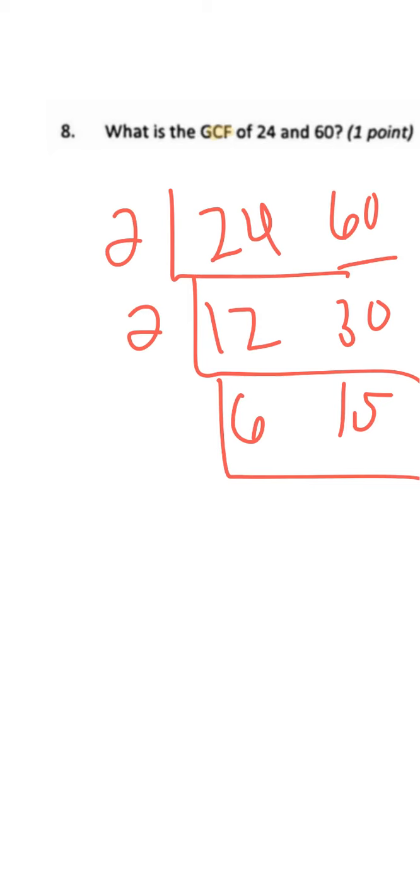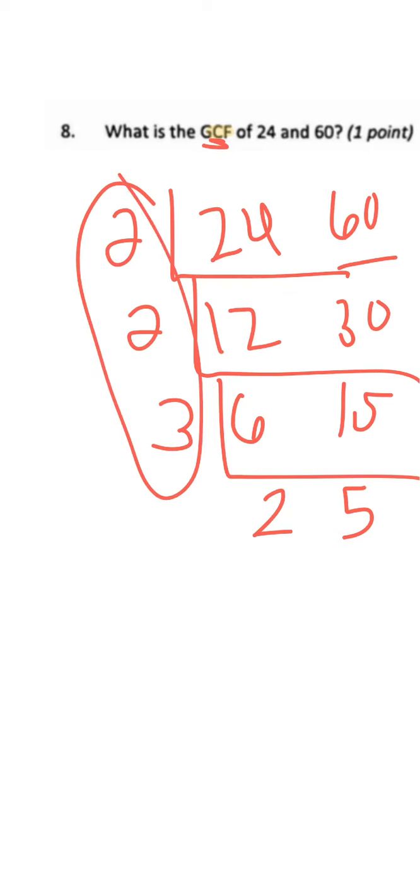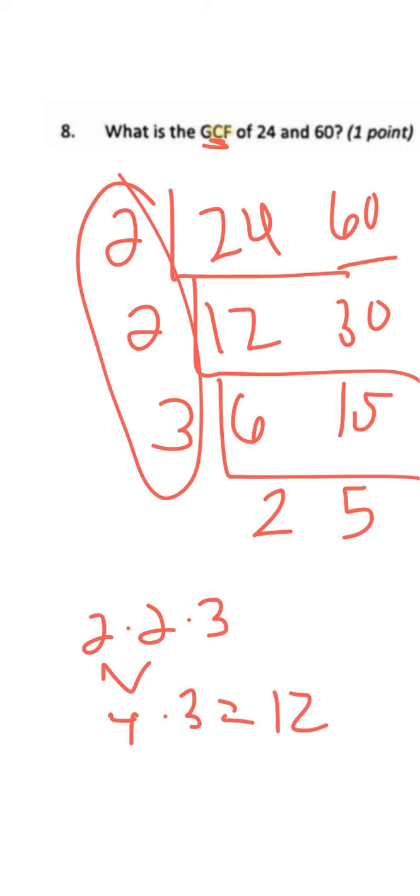So I go to 3. Oh yeah, I can divide both these by 3. 6 divided by 3 equals 2. And 15 divided by 3 equals 5. And now I get to my prime numbers, and 2 doesn't go into 5, so I know I'm going to be done. So if I'm doing my GCF, which is what it's asking for, I'm just going to multiply these 3 numbers on the left. So I have 2 times 2 times 3. So 2 times 2 is 4. Now times 3 equals 12.